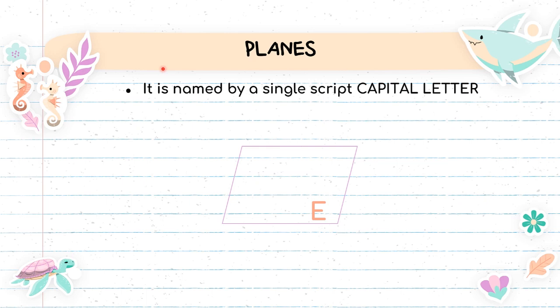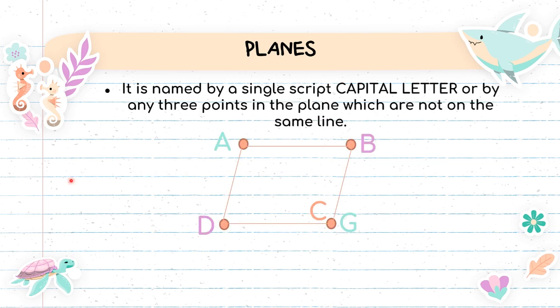You can also name a plane by a single script capital letter. For example, I have here a parallelogram with a capital letter at the corner. The name of that plane is plane E. We have another way to name a plane: using a single script capital letter, or by any 3 points in the plane which are not on the same line.